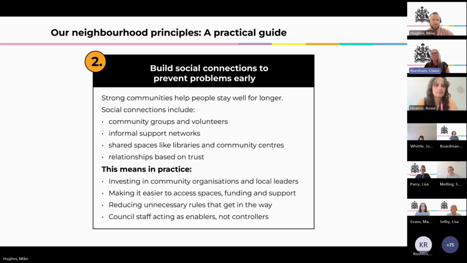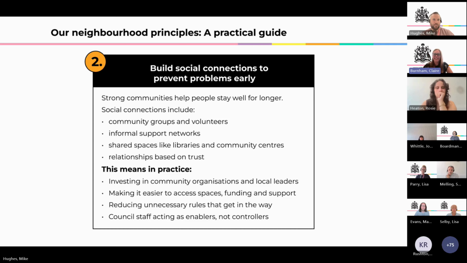Because at the end of the day, it's why most of us come to work, isn't it? We want our communities to be thriving and we want people to have the best lives, but sometimes that system does prevent it. So Progress for Unity, the principles of neighbourhood working, is around us trying to look at those things and work better for our communities.